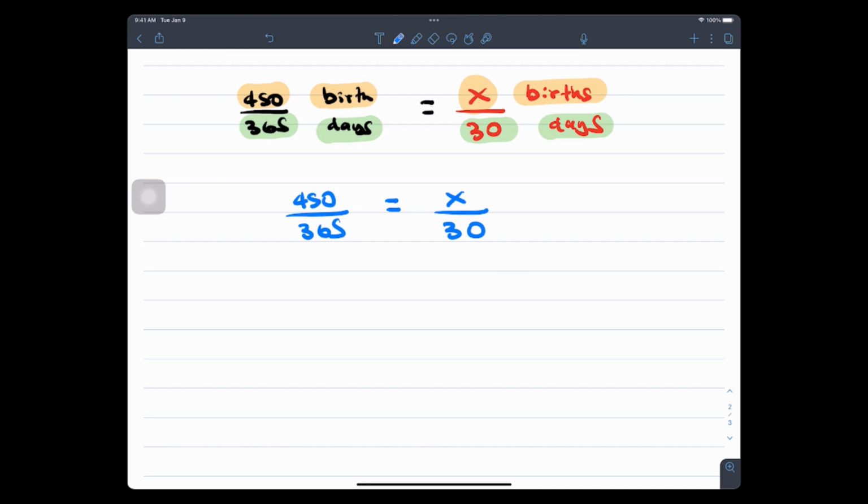Okay, you guys okay with that? So they're saying that if the original rate is 450 births in a year, which is 365 days, how many births are there in a month, which is 30 days?